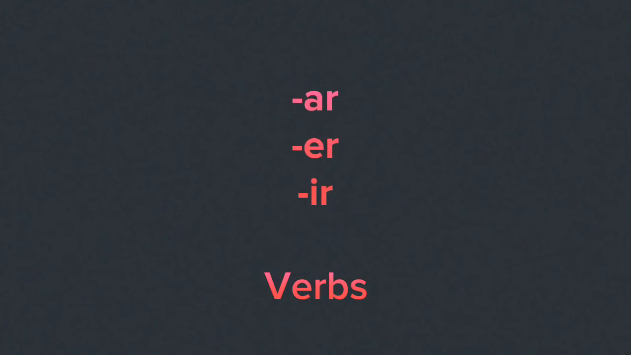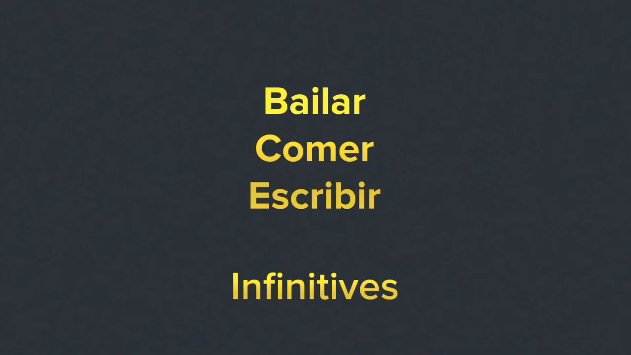As mentioned earlier, verbs are actions. We have three types of verbs in Spanish. We have AR, ER, and IR verbs. We can differentiate them based on their endings. Bailar would be considered an AR verb because it ends with AR. Comer is an ER verb, it ends with ER. And escribir is an IR verb because it ends with IR.